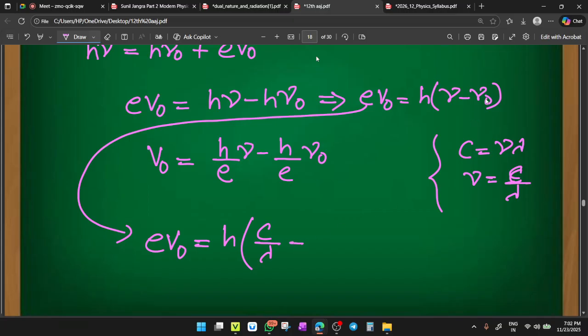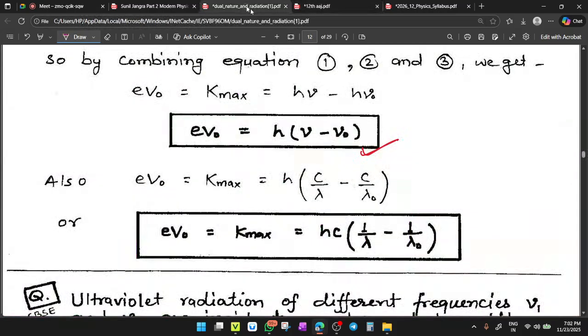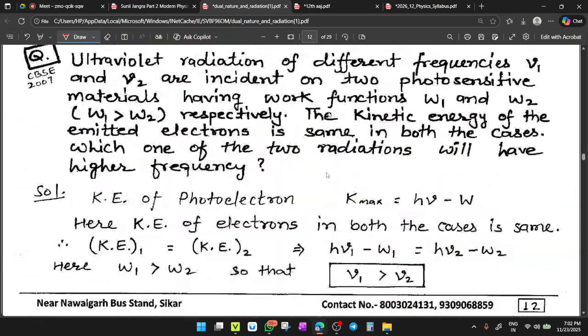And for a minimum threshold frequency, there will be a maximum wavelength, c upon lambda naught. This is called the threshold wavelength. Corresponding to the threshold frequency, the wavelength of the radiation will be the threshold wavelength. So this is the relation between the incident wavelength, threshold wavelength, and the stopping potential. So all the relations are here. Fine. Now next question.